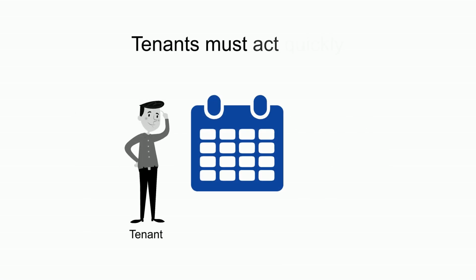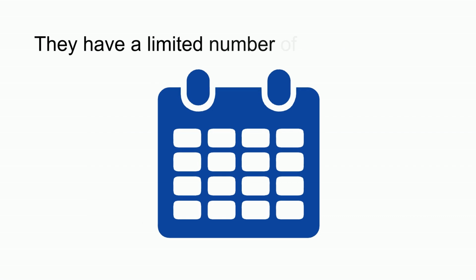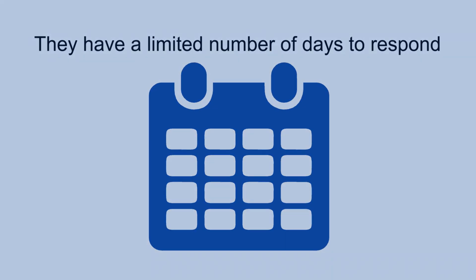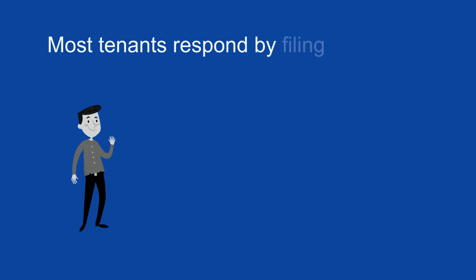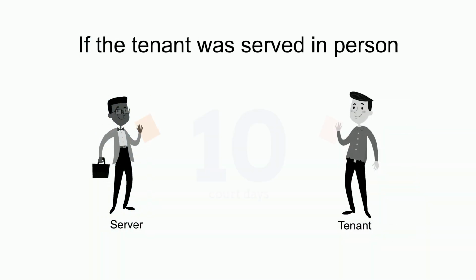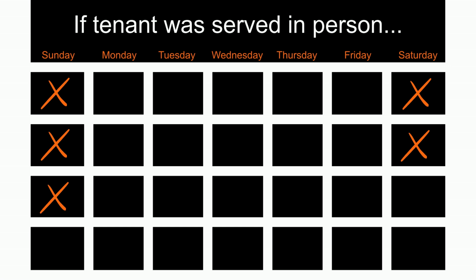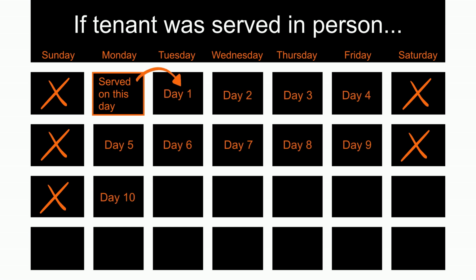How much time does a tenant have to respond once they are properly served with the filed court forms? Tenants must act quickly. Once they are served with the court forms, they have a limited number of days to respond. There are different ways to respond. Most tenants respond by filing an answer, Form UD 105. If the tenant was served in person, they will have 10 court days to respond, not counting Saturdays, Sundays, or court holidays. The day the tenant is served with the summons and complaint does not count. The next day will be day 1.